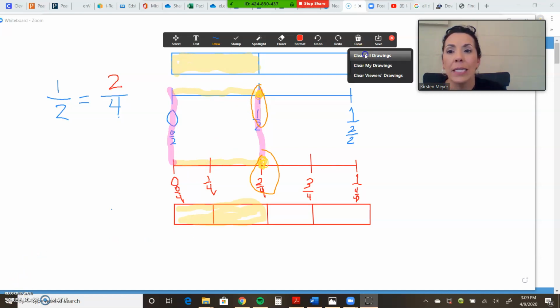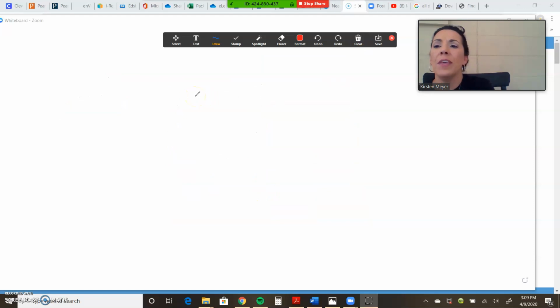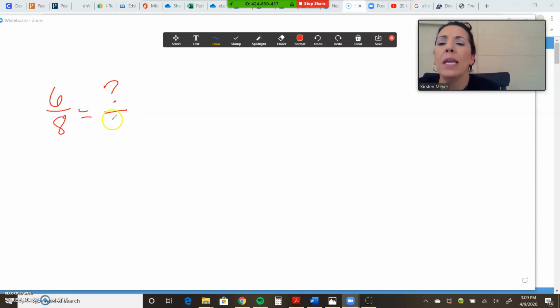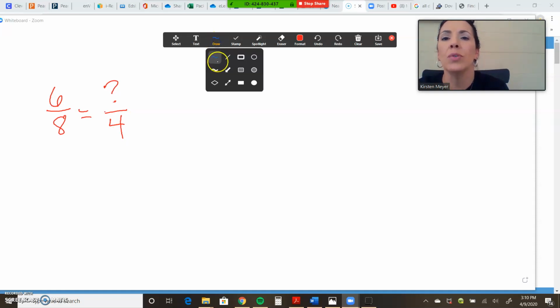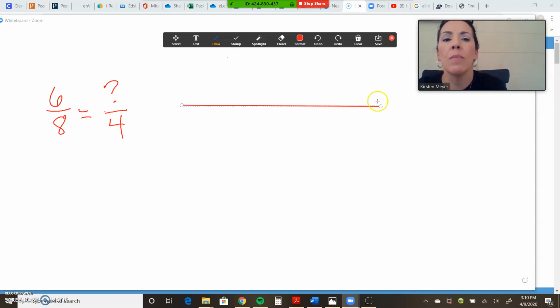All right, let's go ahead and clear all my drawings off. What if this time I said I had 6/8 and I wanted to know how many fourths that could be? All right, so the first thing that I want to do is draw a number line to show 6/8, starting at 0 and ending at 1 because I don't have all the parts to make the whole.